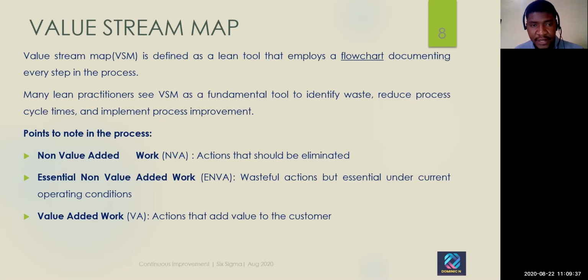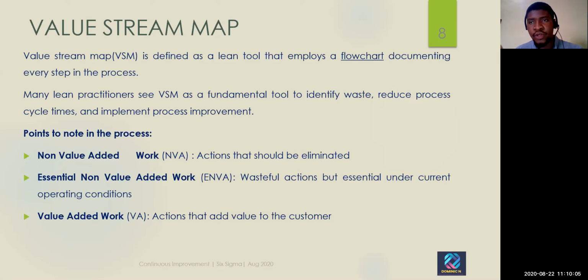Then you also have the value added work. These are actions that add value to your customer. This is what your customer wants at the end of the day. So imagine producing motorcycles. What your customer wants at the end of the day is a motorcycle that is fit for use. So every step that it takes to make that, you need to eliminate if it's a waste, or you need to improve if it can improve your efficiency.